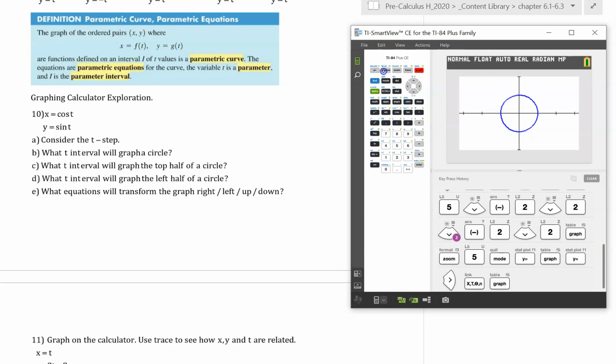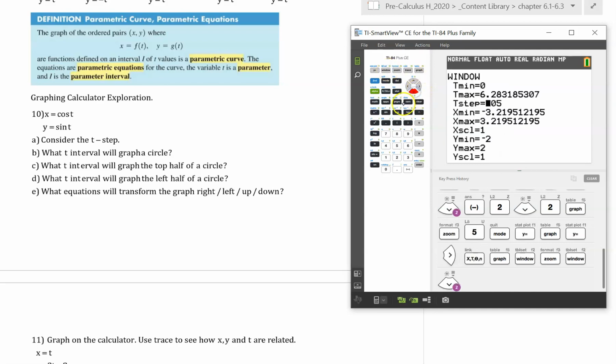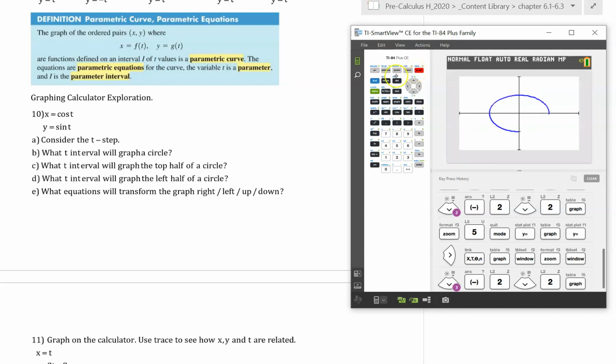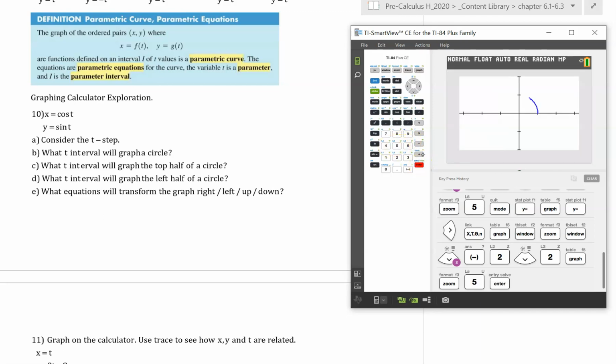Now let's see how I got that to look so good. If you go to the window, I went from 0 to 2 pi. My t-step, which we're going to talk about in just a minute, I just made 0.05 for now. And then I did a zoom square. I think I started with x's from -2 to 2. But let me show you what happens. It looked kind of like a football, and I know this is supposed to be a circle, but because it's a rectangular screen, it didn't really look much like a circle. So I squared up the window. If you choose zoom square, you don't have to. We know it's a circle, but it just looks a little better.